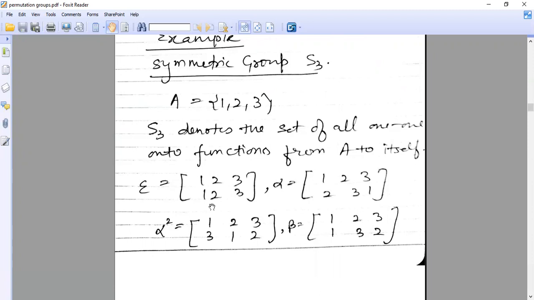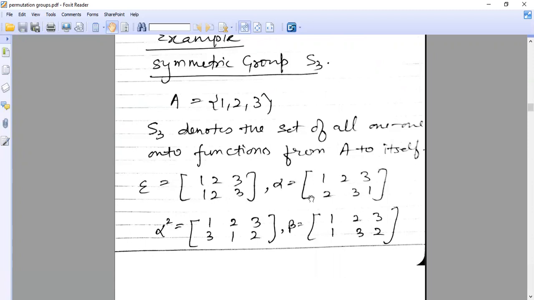So let us see. This is your identity permutation, or the identity element from this group of permutations. Identity means there is no change. Every element is mapping to itself. This is your identity element. Then this is your alpha. Alpha means here we are doing 1 is mapping to 2, 2 is mapping to 3, and 3 is mapping to 1. So this is your alpha.